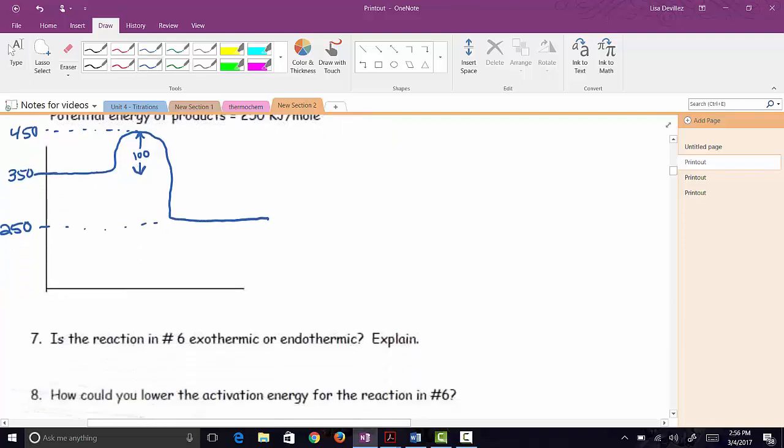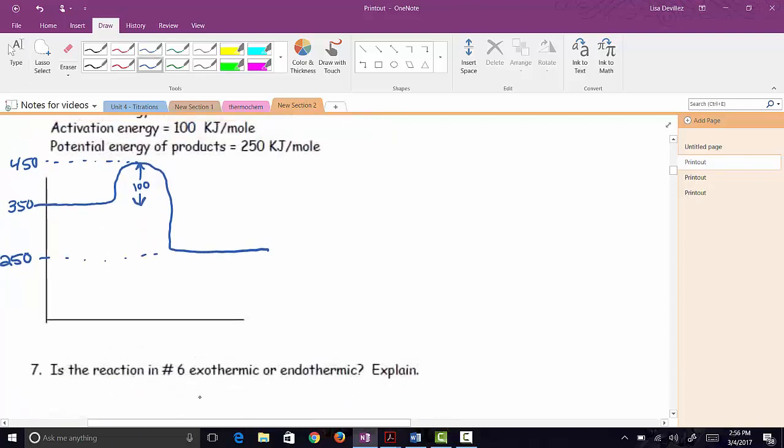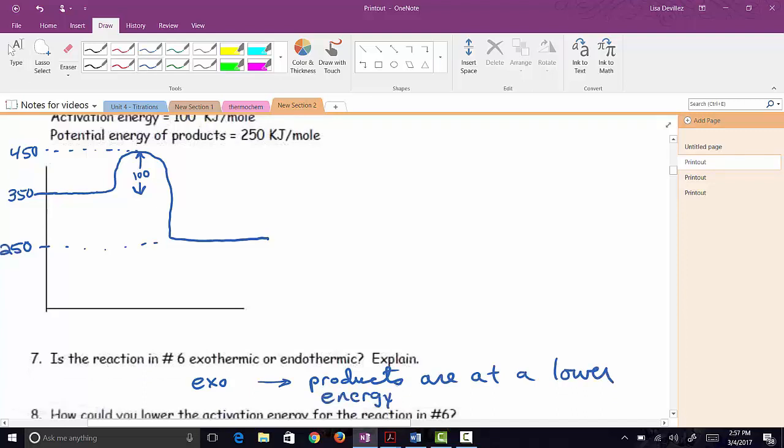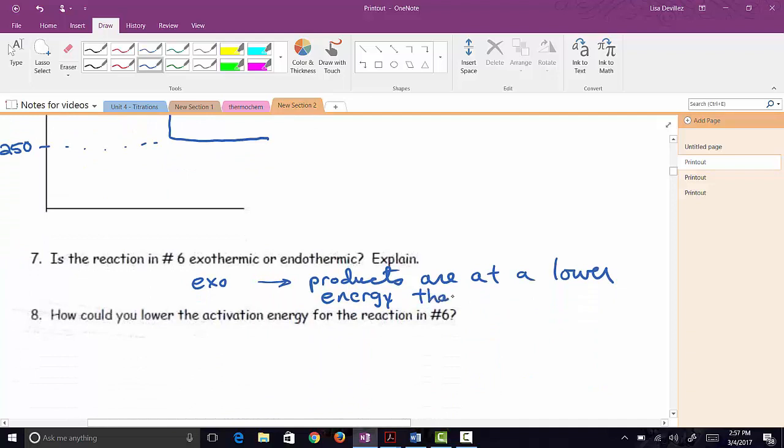It says, is the reaction endothermic or exothermic? It is exothermic because the products are at a lower energy than the reactants. Okay, how could you lower the activation energy? That would be by adding a catalyst.